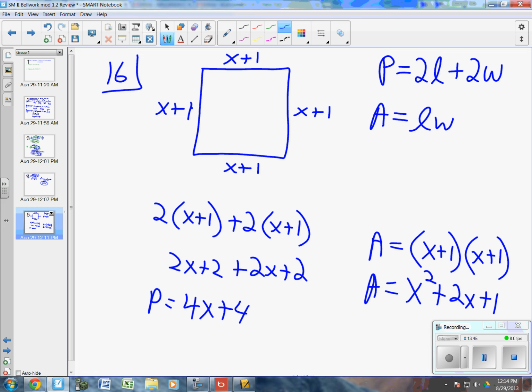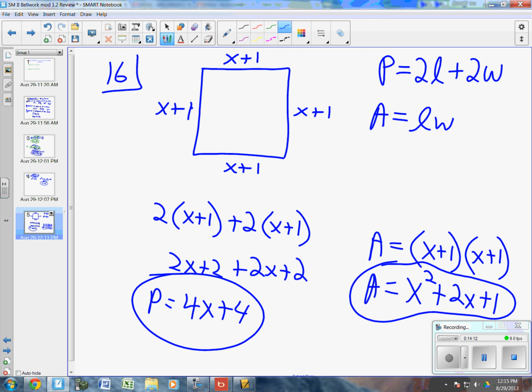How many of you guys got those 2 answers on that problem? On number 16. You got that perimeter and that area. Here's the perimeter. We got that by adding the 4 sides or using that perimeter formula. And here's the area. So do you see how we used what we learned in those first 11 problems on this? Okay, just a second. David?